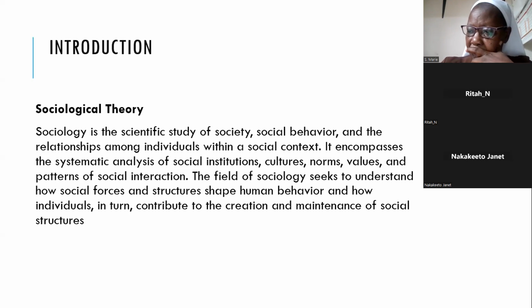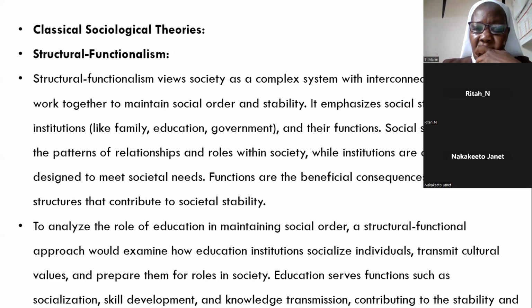This sociological field seeks to understand how society is organized, the causes and consequences of social change, individuals' and groups' interaction with society, and lastly, sources of inequality and social conflicts. It is further classified into two: classical sociological theory and modern sociological theory. Classical is further divided into three: structural functionalism, conflict, and symbolic interactionism. Structural functionalism looks at society as a complex system of interconnected parts that work together to maintain order.